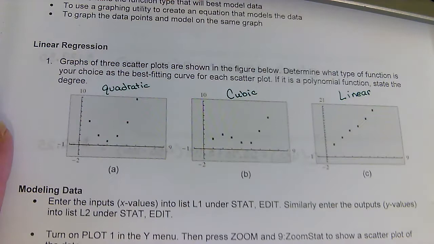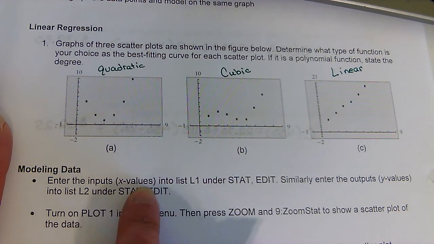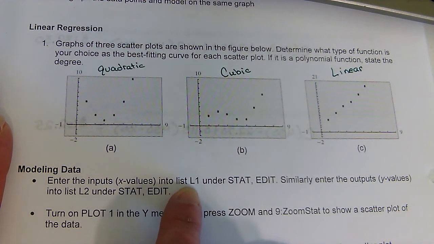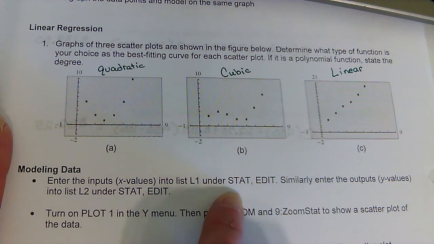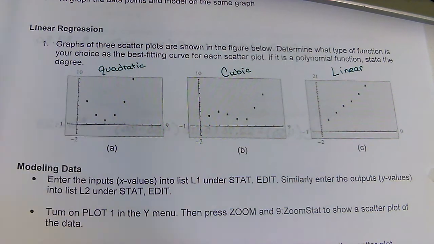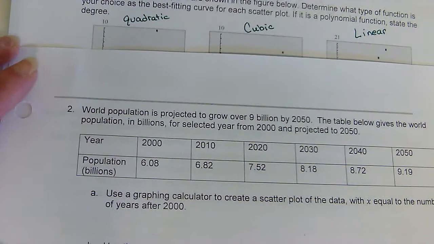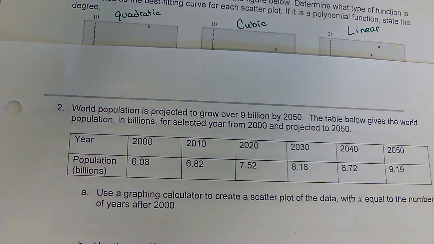When we're modeling data using the graphing calculator, we're going to be inputting the x values into list L1 under Stat Edit and the y values into L2. Then we're going to be looking at their plots. So let's just start there. So the first set of data, and thank goodness I've got it on a separate page here, is given here. And we're going to have to decide how we're going to be putting this into the graphing calculator.